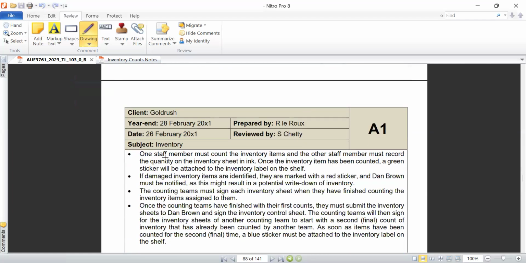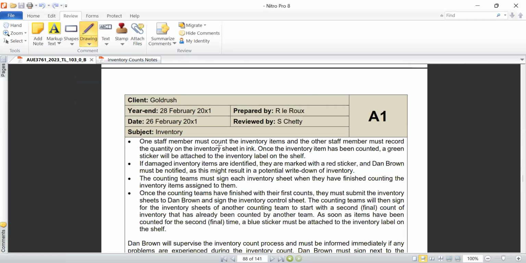Now, proceeding further, one staff member must count the inventory items and the other staff member must record the quantity on the inventory sheet in ink. Once the inventory item has been counted, a green sticker will be attached to the inventory label on the shelf. If damaged inventory items are identified, they are marked with a red sticker, and Danny Brown must be notified, as this might result in a potential write-down of inventory.